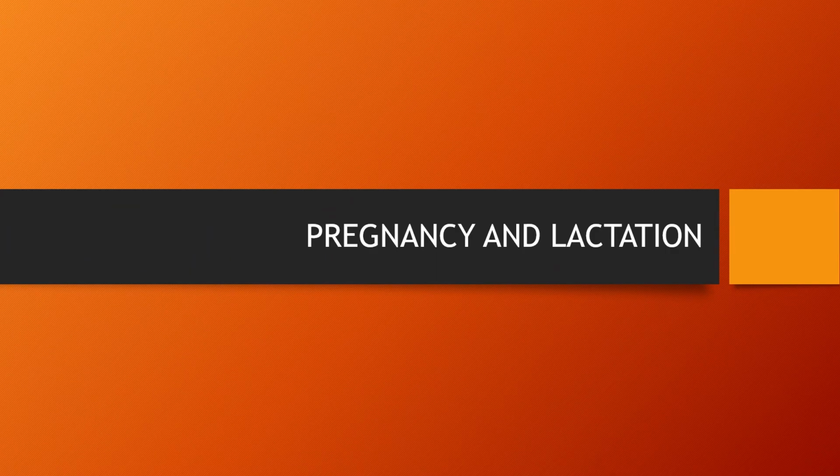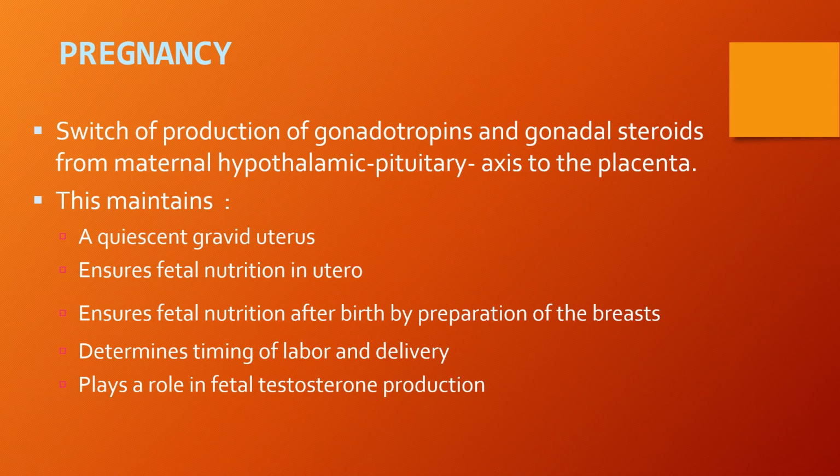Now, after this, let's talk about pregnancy and lactation. In pregnancy, there's a switch of production of gonadotropin and gonadal steroids from the maternal HPA to the placenta. This switching will maintain a quiescent gravid uterus, which ensures fetal nutrition in utero, ensures fetal nutrition after birth by preparation of the breast, determines the timing of labor and delivery, and plays a role in fetal testosterone production.